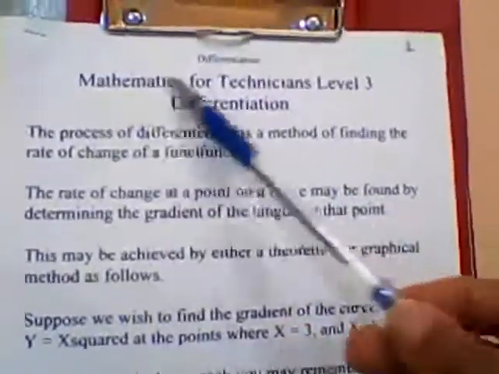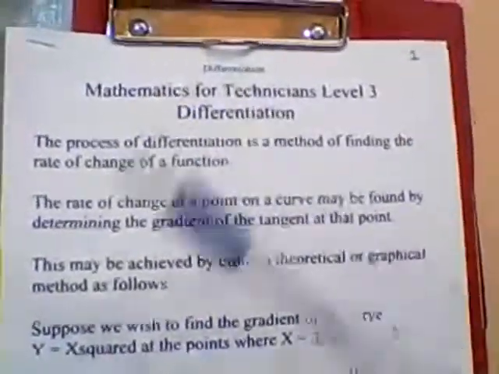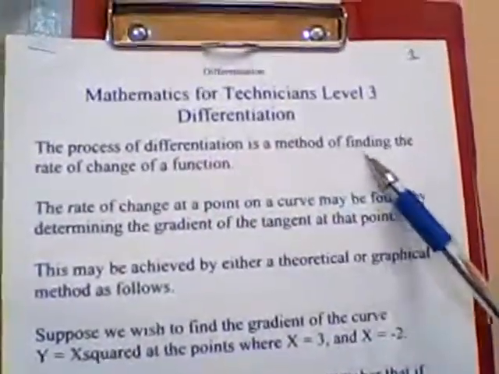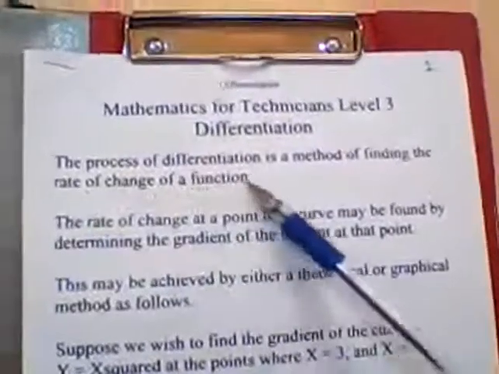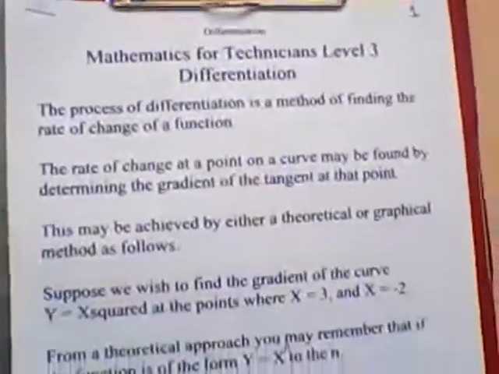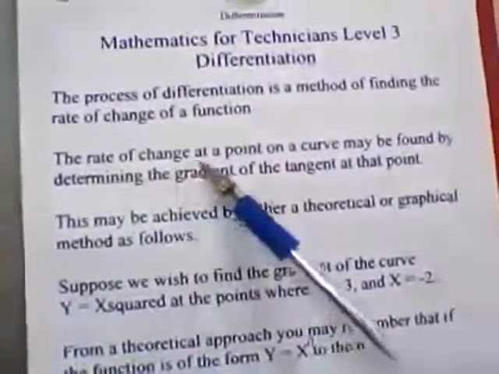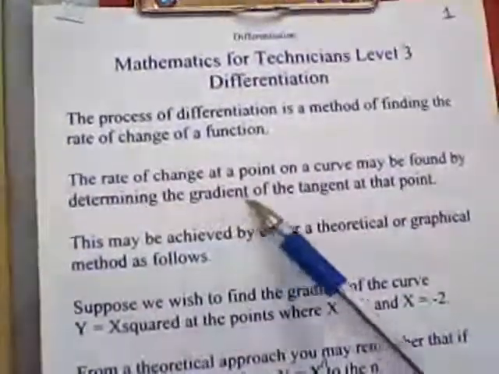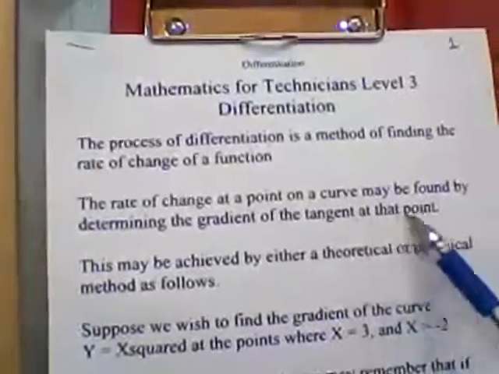Now here, Mathematics for Technician Level 3, differentiation. The process of differentiation is a method of finding the rate of change of a function. The rate of change at a point on a curve may be found by determining the gradient of the tangent at that point.